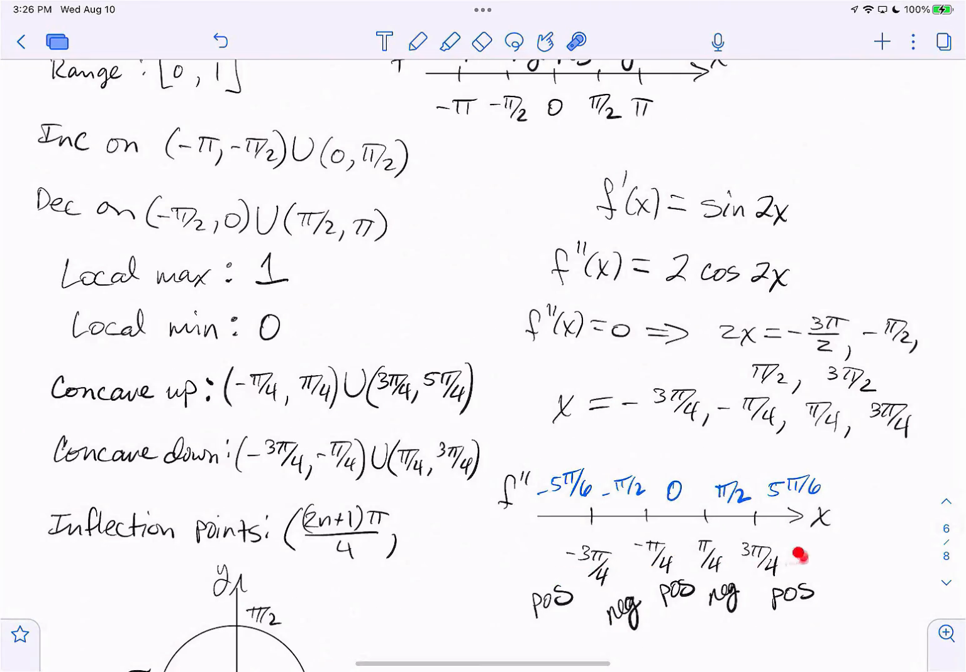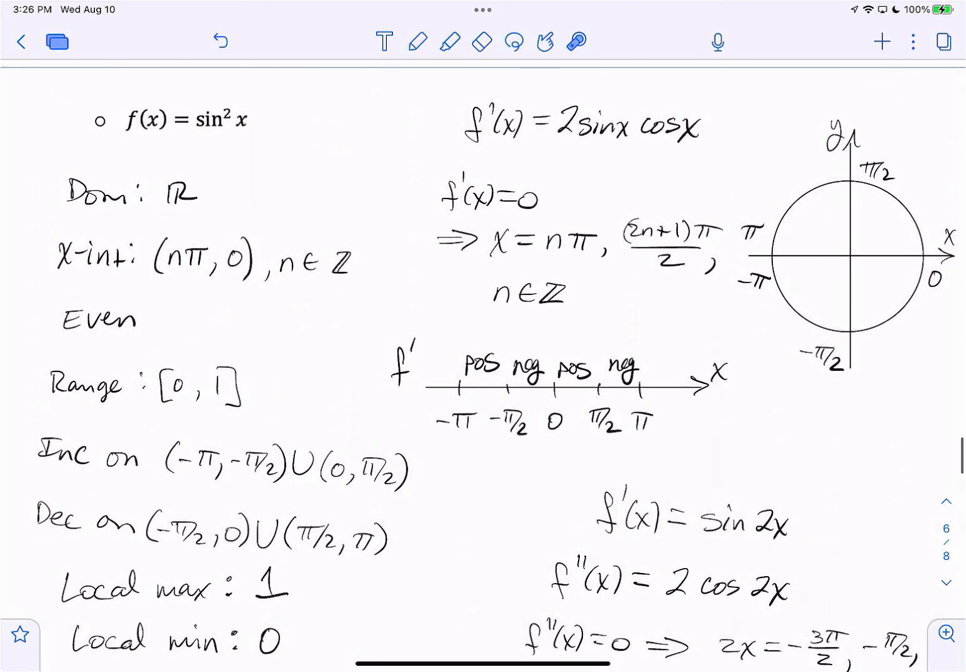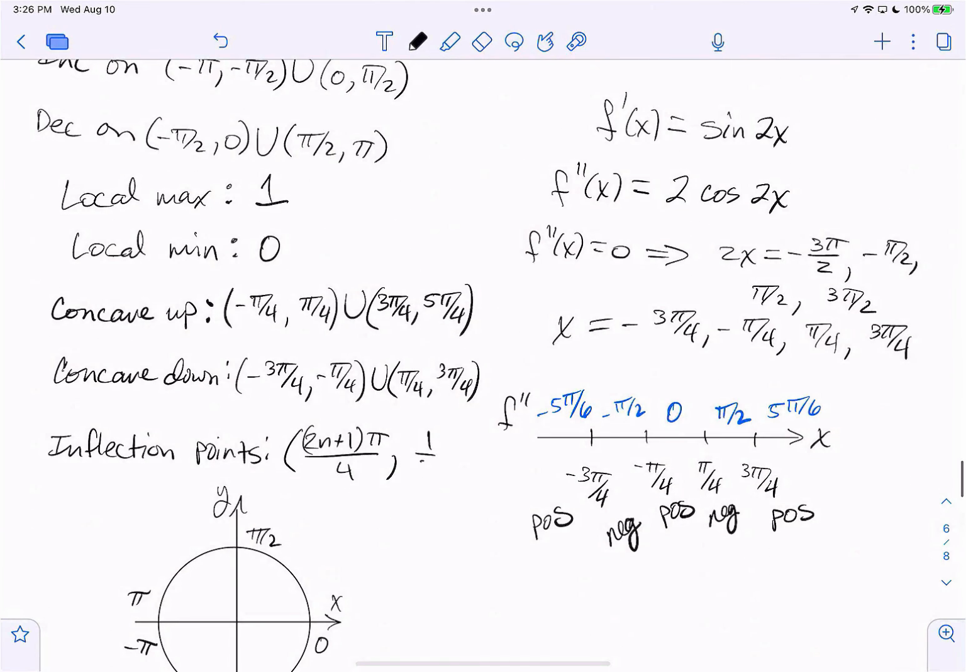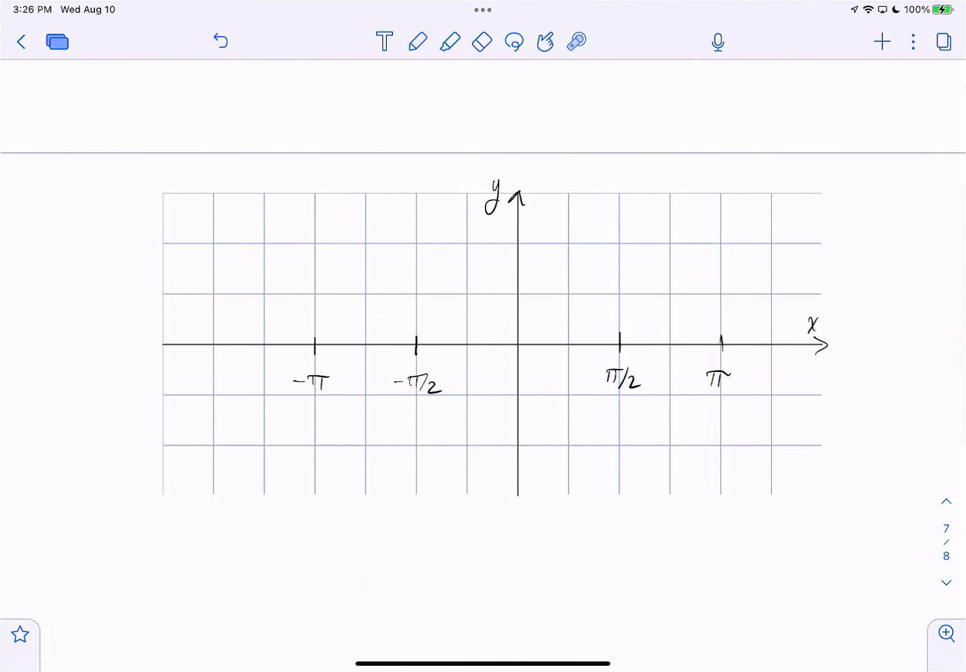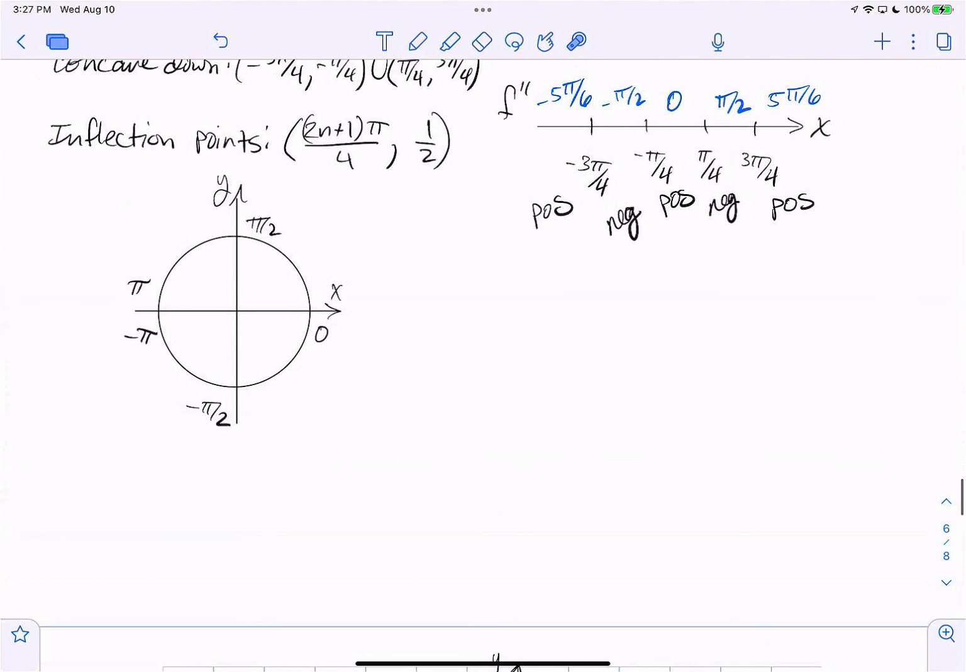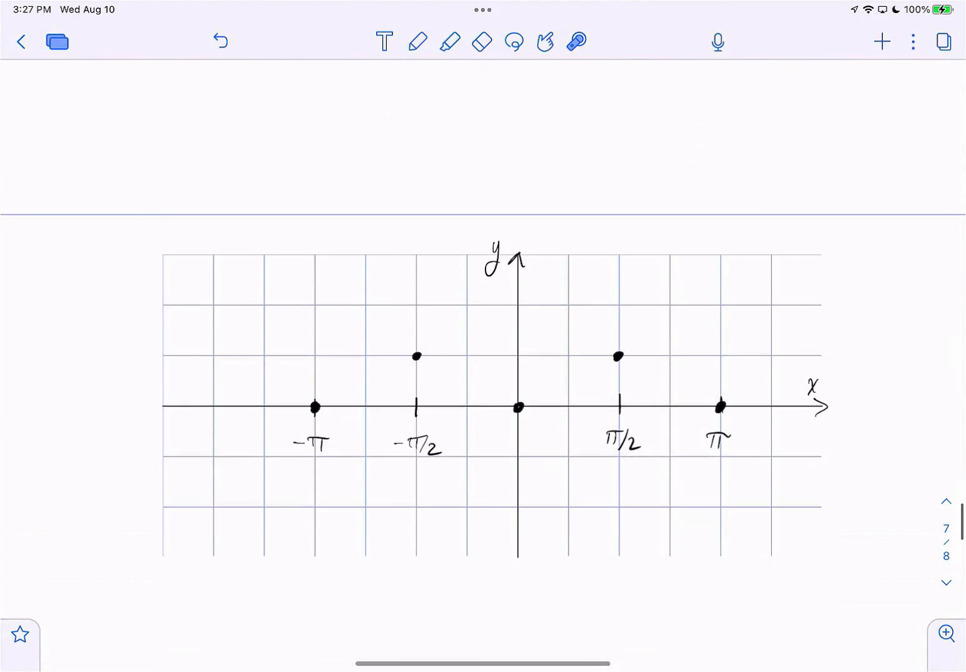Because at odd multiples of pi over 4, the sine function is 1 over the square root of 2, either positive or negative, but this is sine squared. So these are all going to have y coordinates of the square of 1 over the square root of 2, so 1/2. Now we'll put this together in a graph. We said we had x-intercepts at multiples of pi, so negative pi, 0, and pi. Local maximum of 1 at odd multiples of pi over 2. And then we have at odd multiples of pi over 4 inflection points.